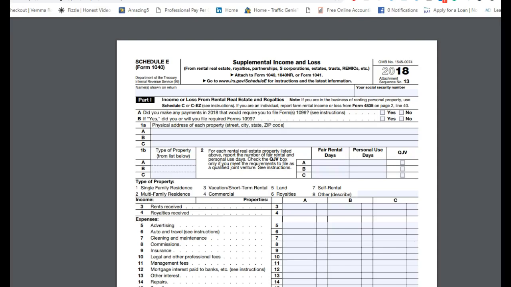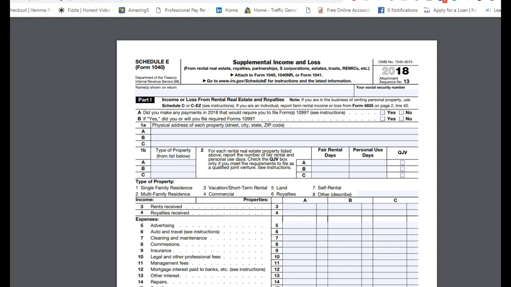So the most common people who are going to rent out places for other people to live in are going to fall under either single family residence, if they rent out a home, or some type of 2-story, 3-story building that they purchase to rent out to people, which they use to help generate income. And so that information will go in these sections: the fair rental days, the personal use.